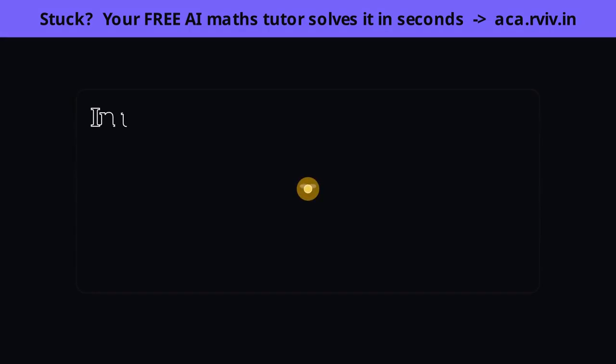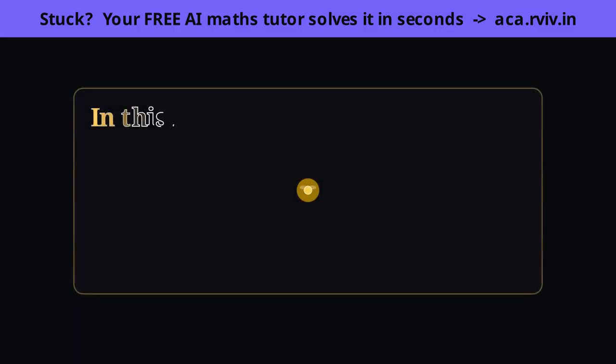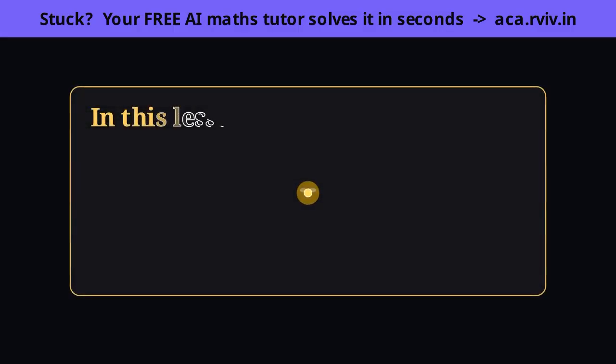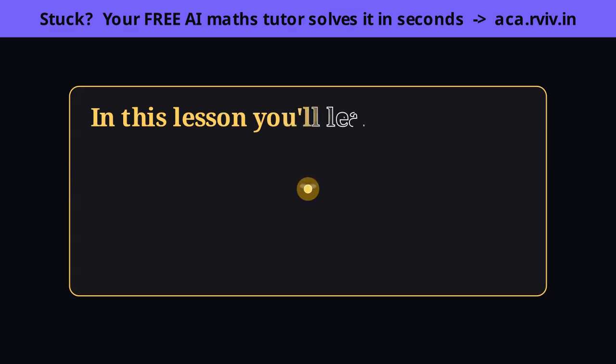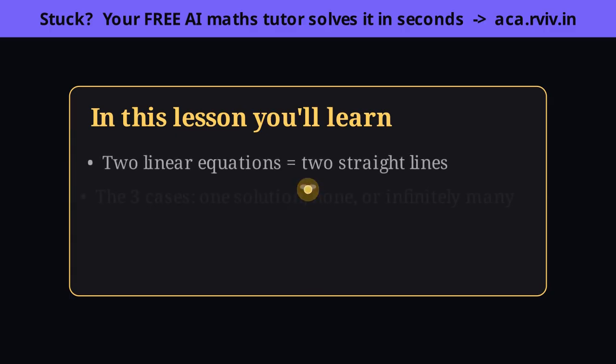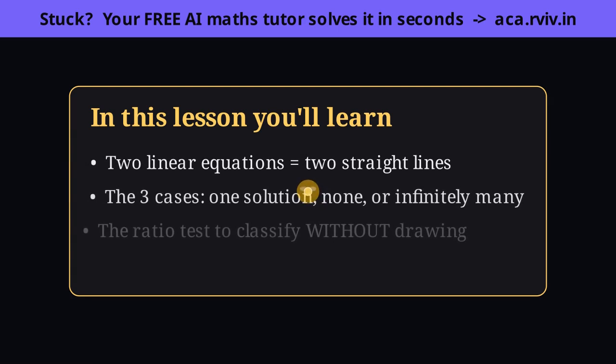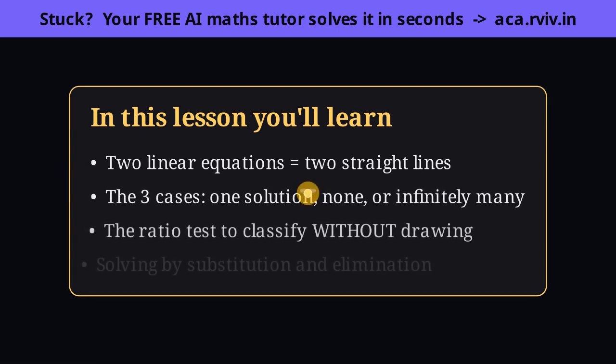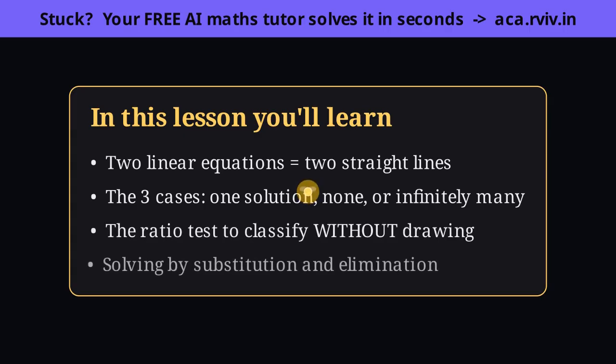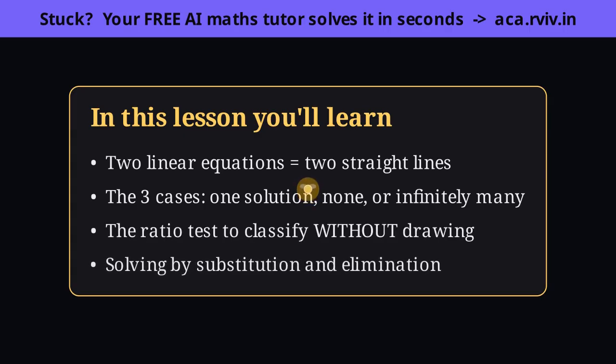Welcome to Chapter 3, Pair of Linear Equations in Two Variables. You'll see that two linear equations are simply two straight lines, and solving them means finding where those lines cross. You'll learn the three possibilities: one crossing, no crossing, or the very same line, and a quick ratio test that tells you which, without any drawing. Then you'll master two clean algebra methods, substitution and elimination, on every example and exercise, step by step, before finishing with exam practice.